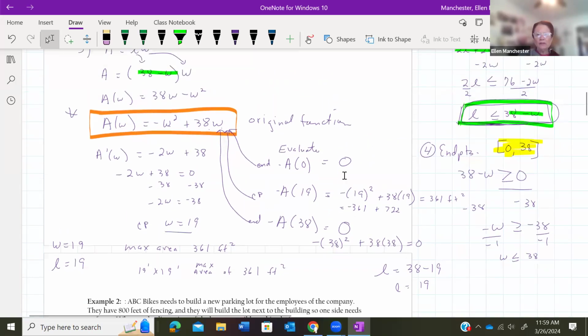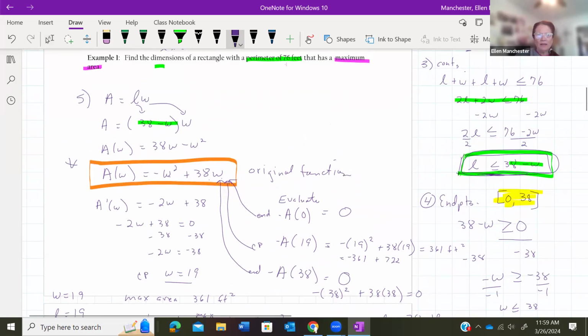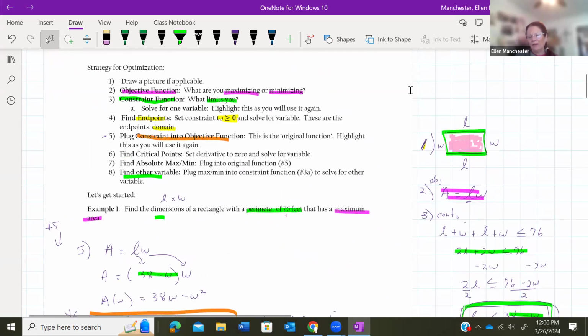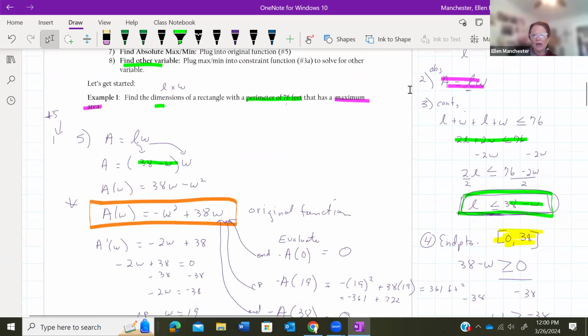All right, so I wanted to do step 5 and on right here, because this is just absolute max, absolute min. That's all this is. It's what we just learned. So as soon as you get your constraint plugged into the objective, you're good to go. This 1 through 4 is going to be the new stuff, if you will. Okay, all right, so here we go.